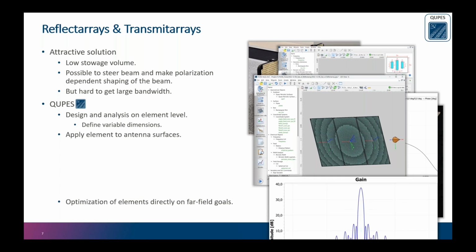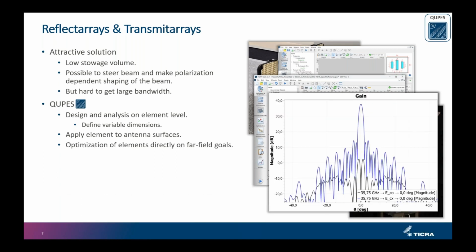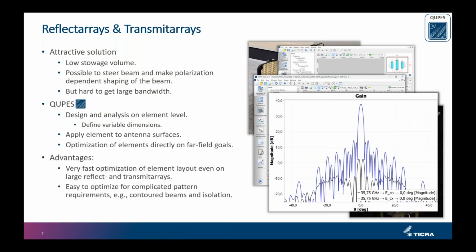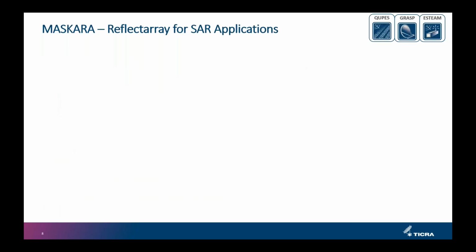And then you put it into an optimization where you specify optimization goals directly in the far field from this antenna. The benefits of using this approach is that it's very fast for optimizing element layouts on even very large reflect and transmit arrays. So you can have tens and even hundreds of thousands of elements. And it's very easy to optimize for even complicated pattern requirements because you specify it directly in the far field. So you can simply say, I want this beam width, I want to suppress these side lobes, and so on. So this is really the power that comes from this dedicated tool.